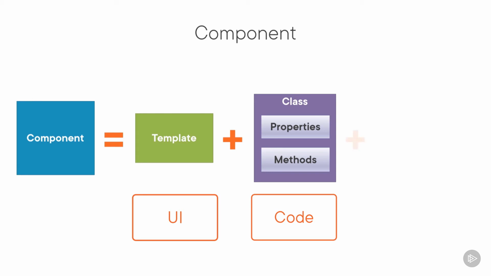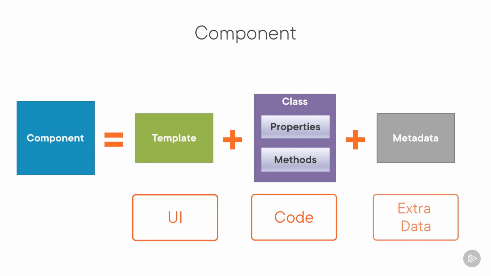A component also has metadata, which provides additional information about the component to Angular. As its name implies, metadata is simply extra data about a component. So a component has a UI defined with a template, associated code defined with a class, and additional information defined with metadata. If these terms remain a little abstract at this point, just hang on.